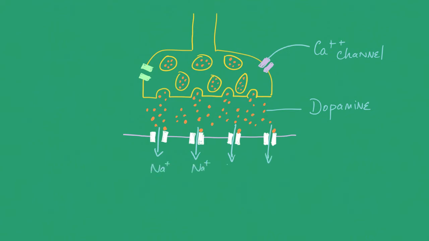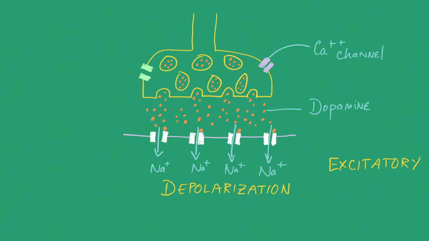And when dopamine binds to its receptors on the postsynaptic neuron, it opens ligand-gated sodium channels, allowing sodium to enter the postsynaptic neuron, thereby causing depolarization of the postsynaptic neuron. And so the postsynaptic neuron is excited. In effect, an EPSP is formed in the postsynaptic neuron.